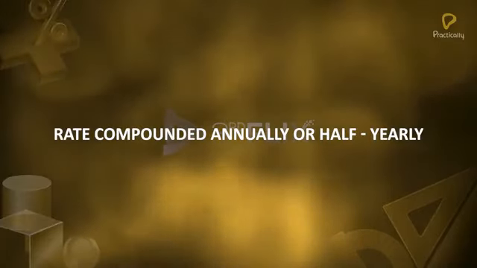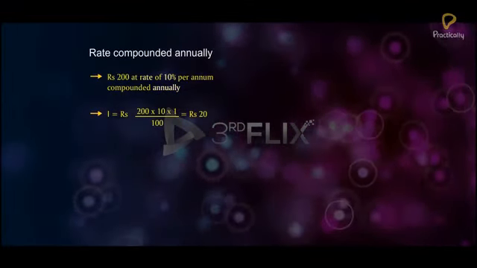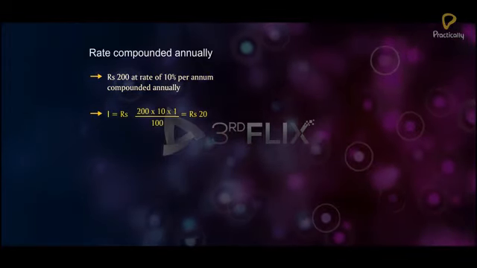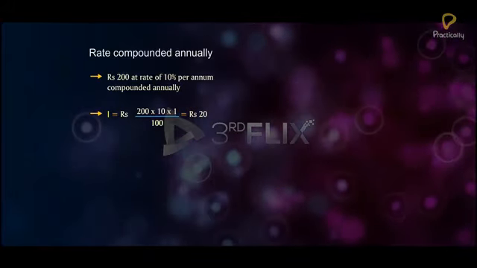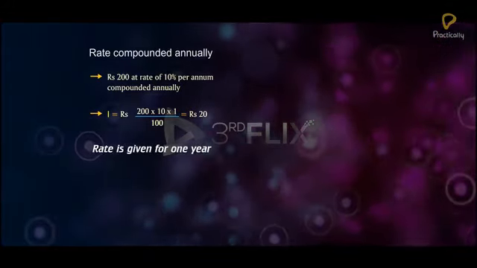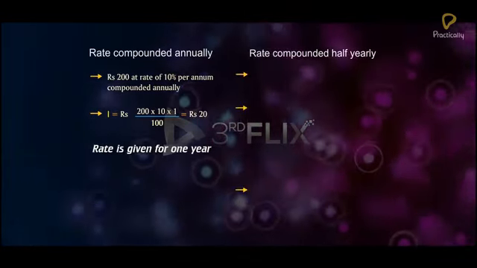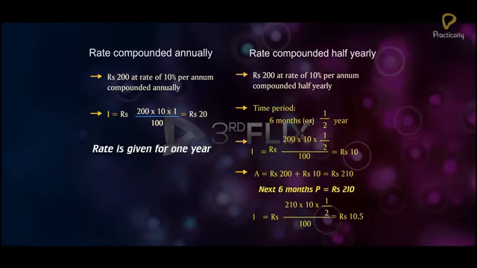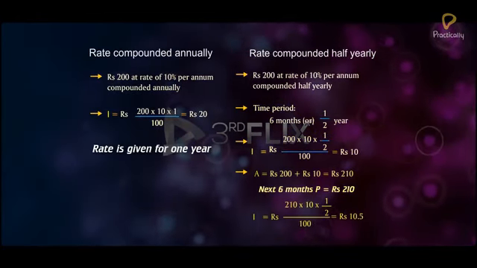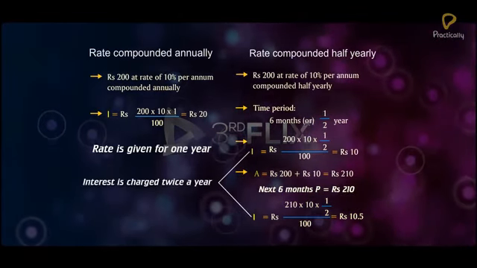Rate compounded annually, or half-yearly. Rate compounded annually: we say that the rate is compounded annually when the interest is charged at the end of every year. Here, the rate is given for 1 year. Whereas, when we say that the rate is compounded half-yearly, the rate is half of that of 1 year, with a time period of 2 half-years. Here, the interest is charged twice a year.